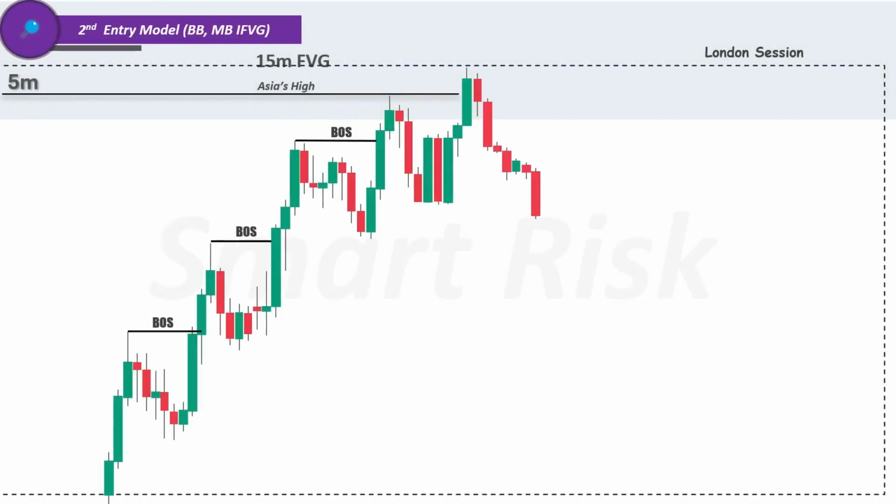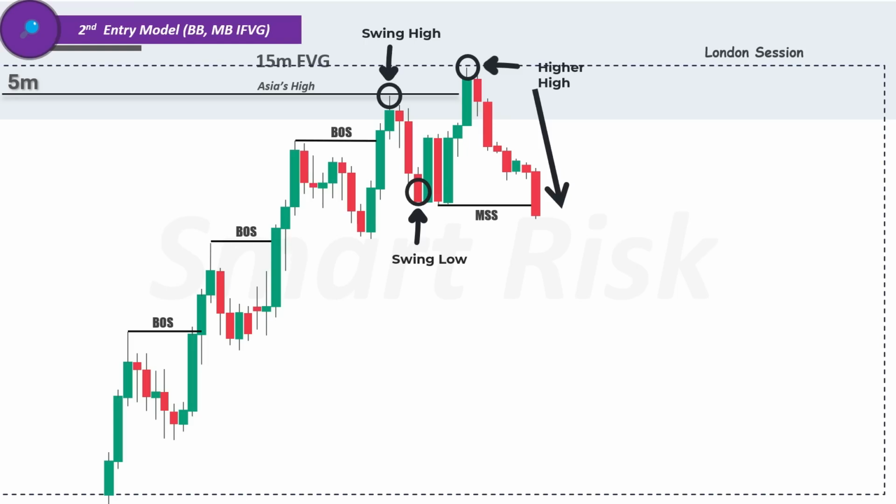However, if you choose the 5-minute chart as your entry time frame, then right after the liquidity sweep and higher time frame fair value gap delivery, you must look for either a breaker block or a mitigation block. For a valid bearish breaker block, price should first create a swing high, then a swing low, followed by a higher high. After that, we need to see an immediate bearish expansion that breaks the structure and confirms the shift.